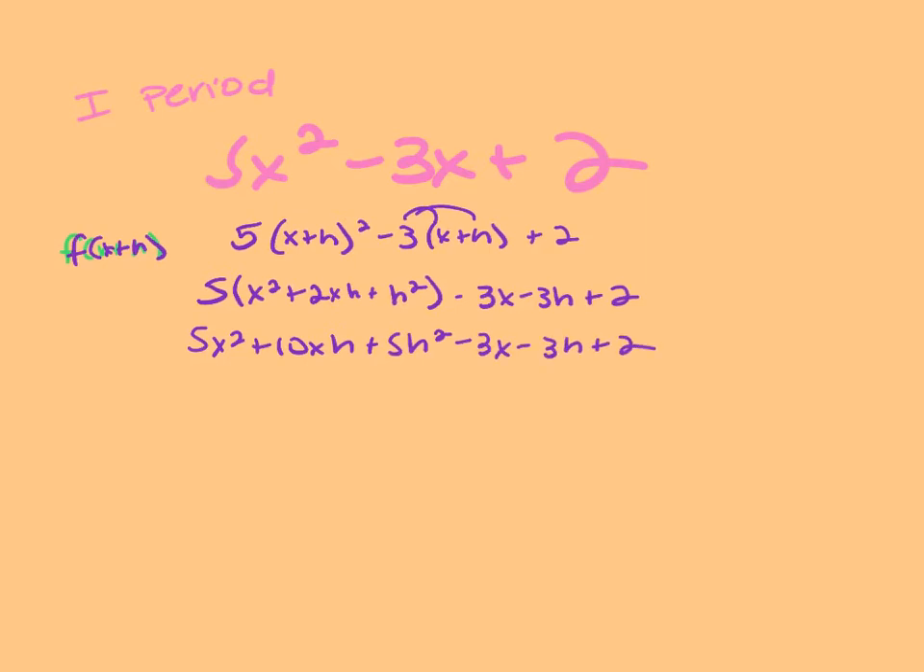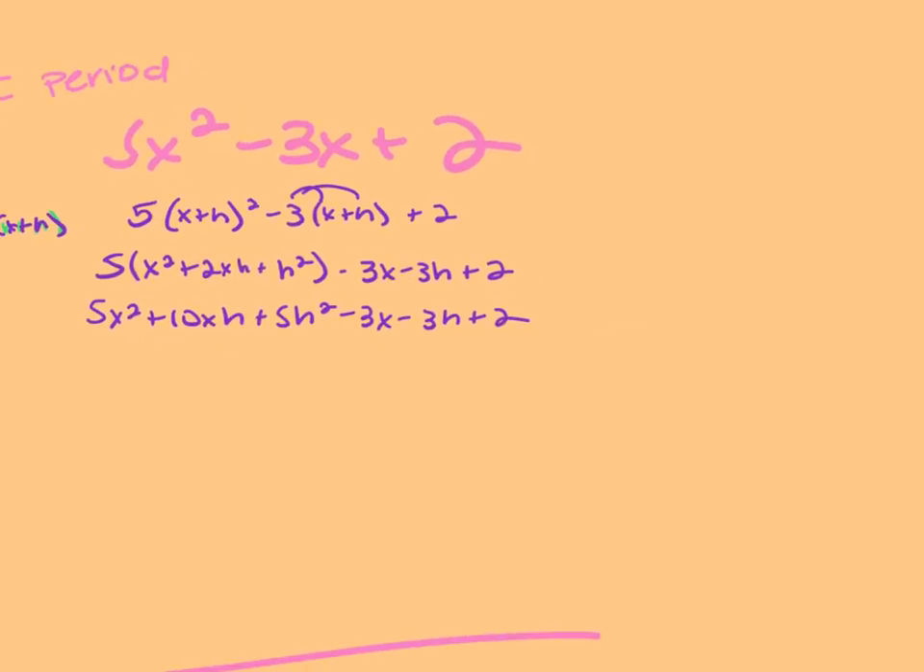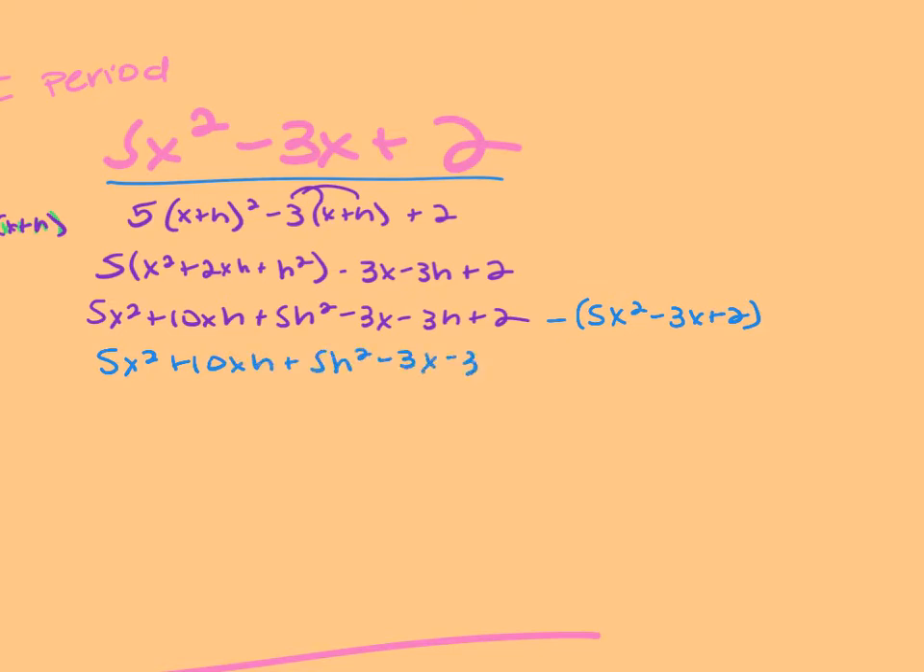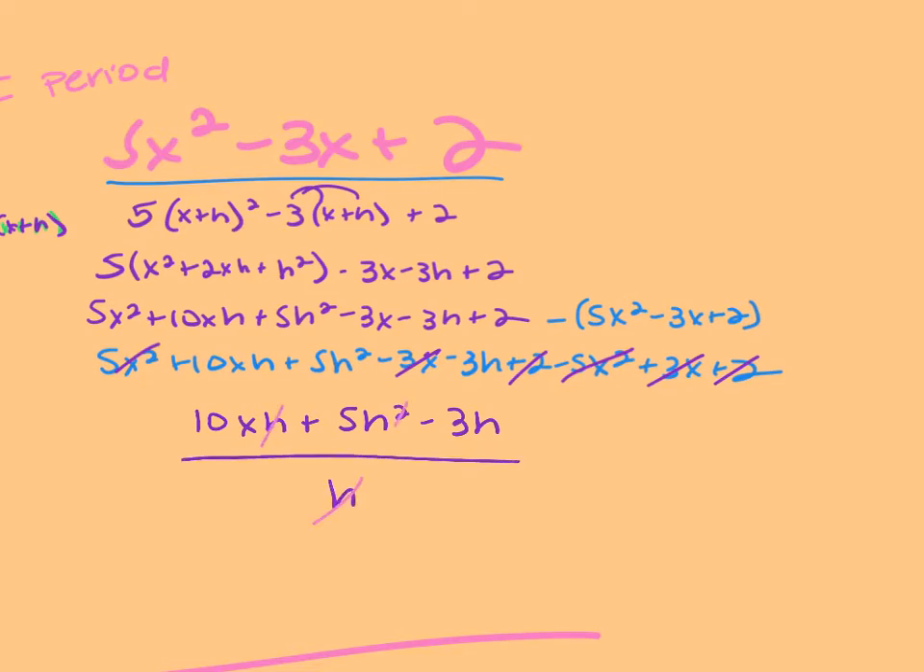Cancel through the 5x squared and the, oh, not yet, sorry. Subtract from this my f of x, which is this whole thing. Change all the signs that follow. The negative and the positive 5x squared cancel out. The negative and positive 3x cancel out, and the negative and positive 2 cancel out. And I get 10xh plus 5h squared minus 3h. Last step, all over h. H cancels. 10x plus 5h minus 3 is the correct answer for that one.